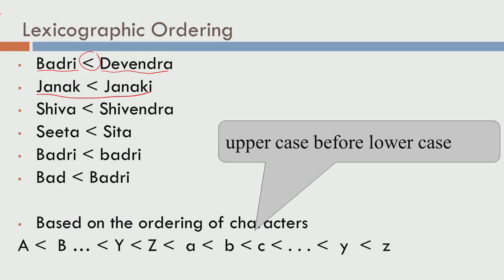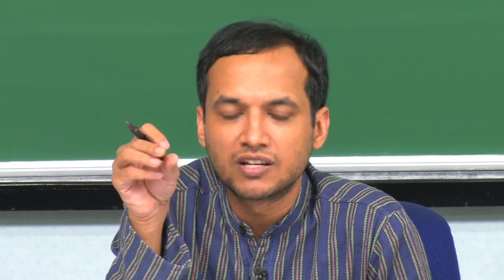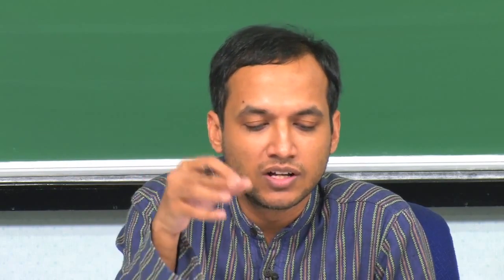Let us look at this example. Janak is less than Janaki. Janak has only 5 characters, whereas Janaki has 6 characters. If you look at a dictionary, all the smaller words will appear before all the bigger words. In this case Janak is a smaller word than Janaki. Even though the first 5 characters of both are the same, Janak has one less character than Janaki. Therefore, we will say that Janak is less than Janaki.